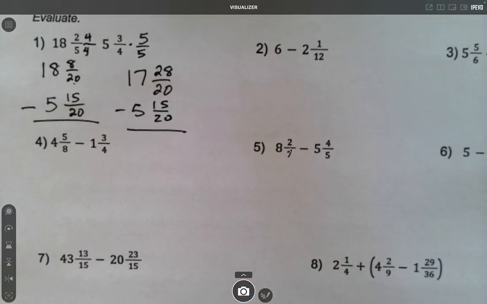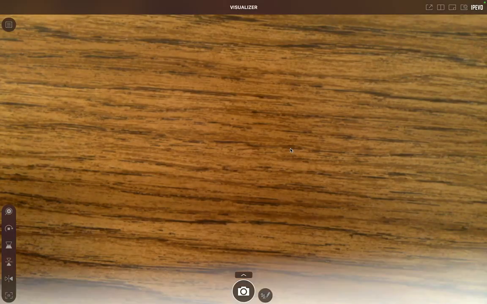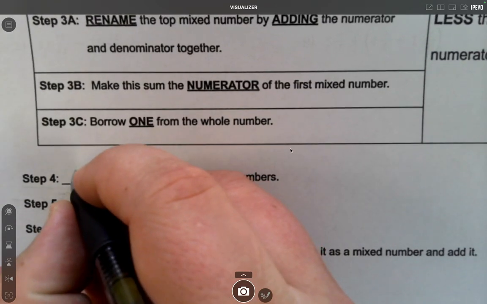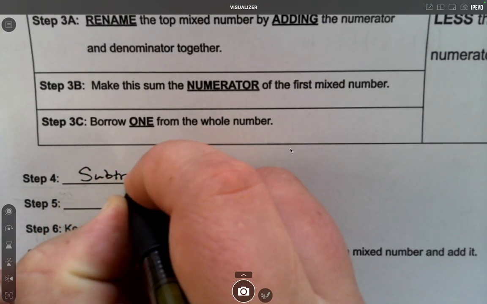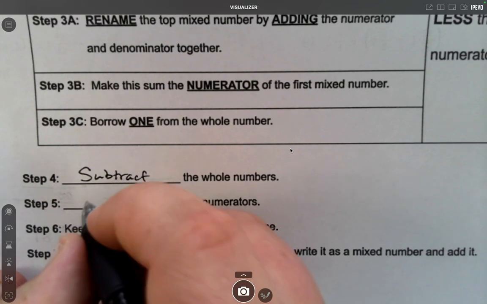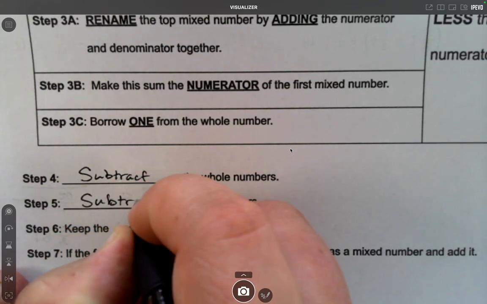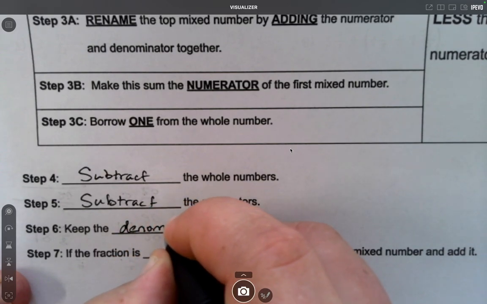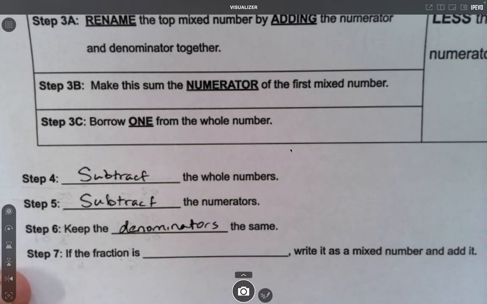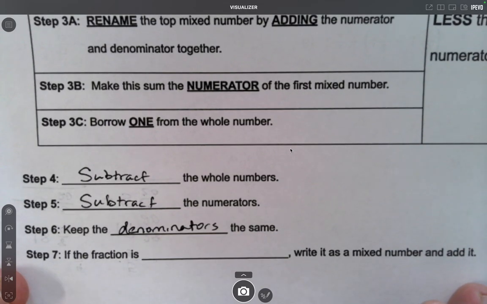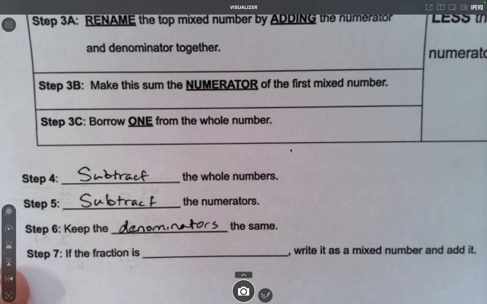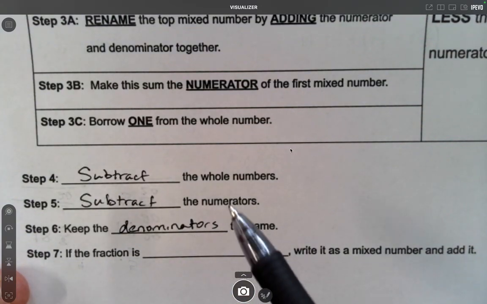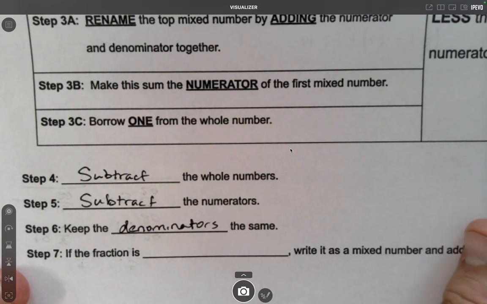Now it's pretty straightforward. We subtract the whole numbers. We subtract the numerators. We keep the denominators the same. We'll get to step 7 when needed, but we'll turn back over and subtract the whole numbers, subtract the numerators, keep the denominators the same.